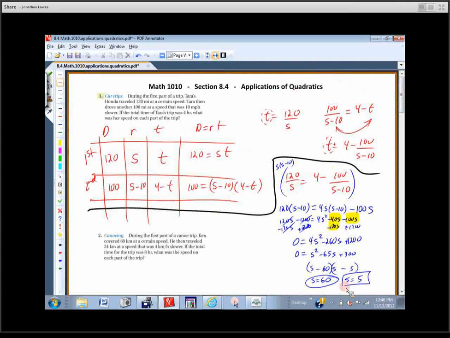Let's see. If that's 5, this would be negative 5. Does that make any sense? No, because we're talking how fast the car is going. Certainly can't be negative. If this was 60, this would be 50. Does that make sense? It does. So how fast on either part of the trip? 60 on the first part, 50 on the second part. Okay? Everybody see that? Any questions?